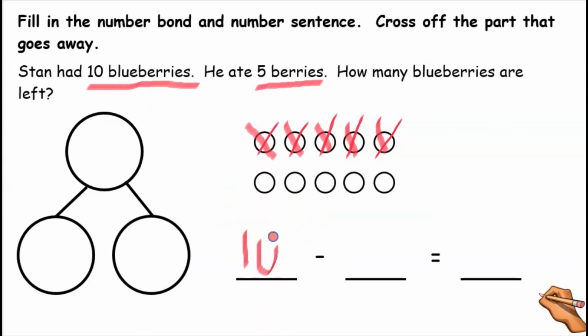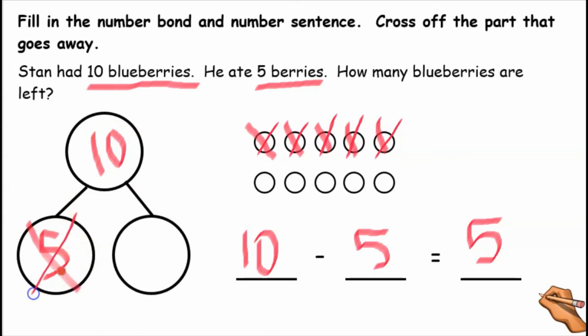10 minus 5 because he ate those 5 berries and then 5 berries were left. All right, to the number bond, we're starting at the top. 10 minus 5, we're going to cross that out and equal 5. Our number bond, number sentence, and our drawing matches our story.